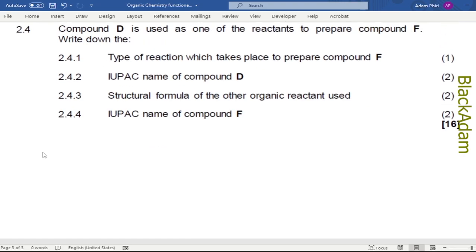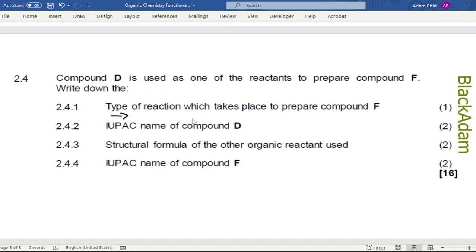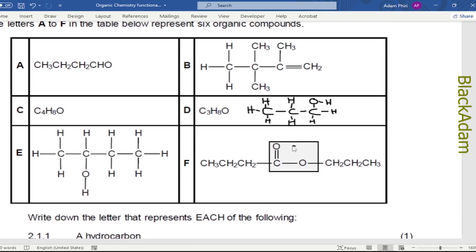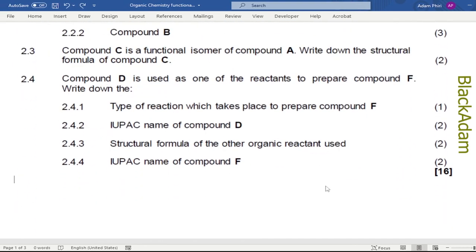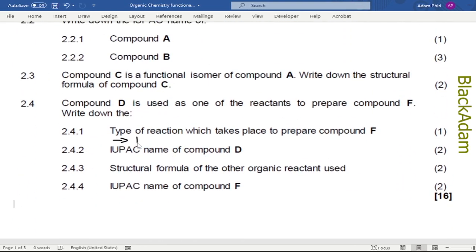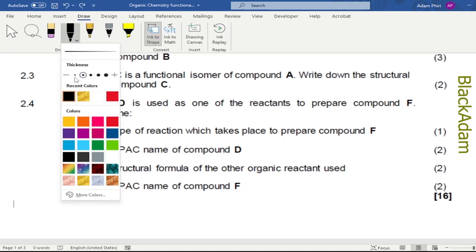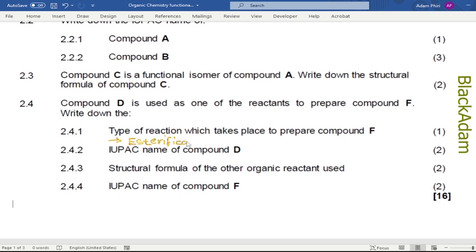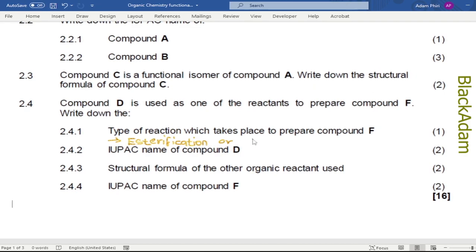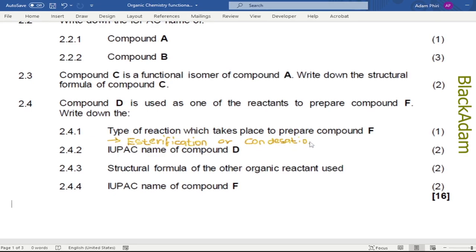And then going to 2.4, we have the type of reaction in which D is used to form F. So D is alcohol, and F is ester, and we know that an ester has to be the combination of alcohol and carboxylic acid. So the process is esterification. So it's esterification, but because it also gets rid of water, it's also called condensation. So it's condensation or esterification. So that is the type of reaction.